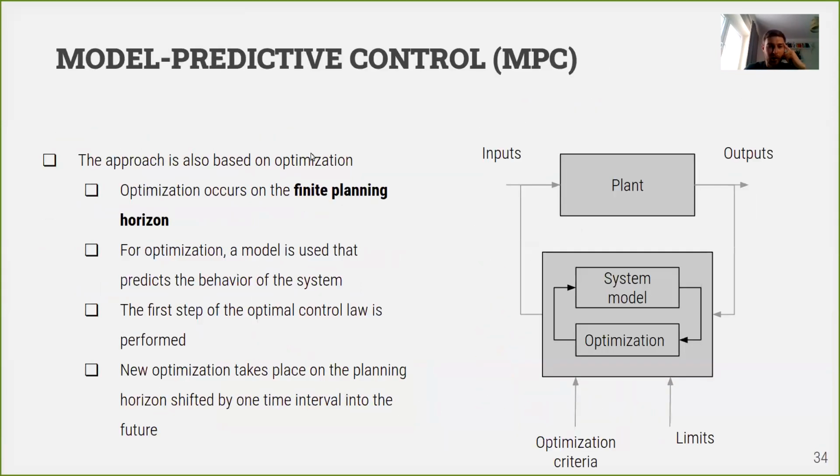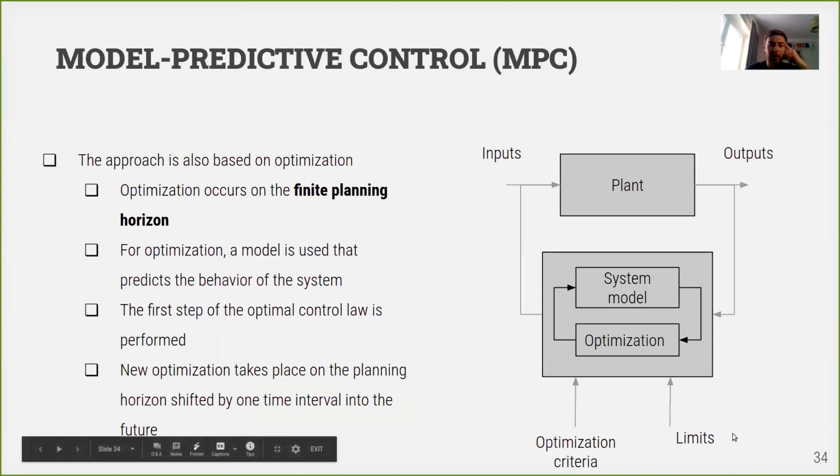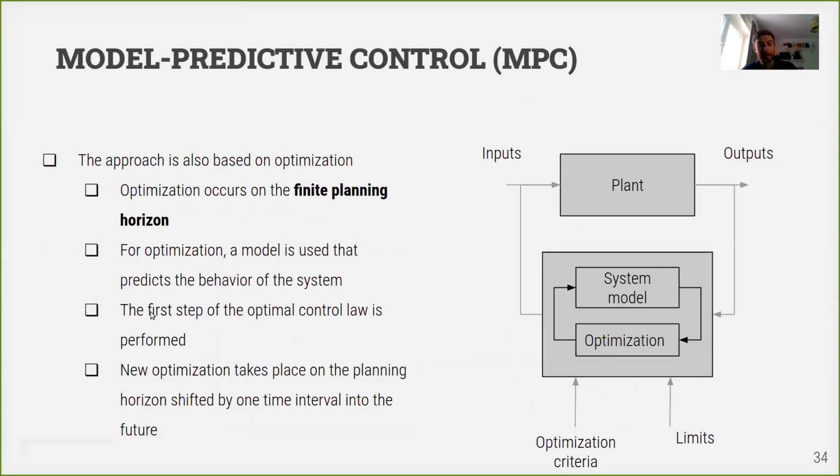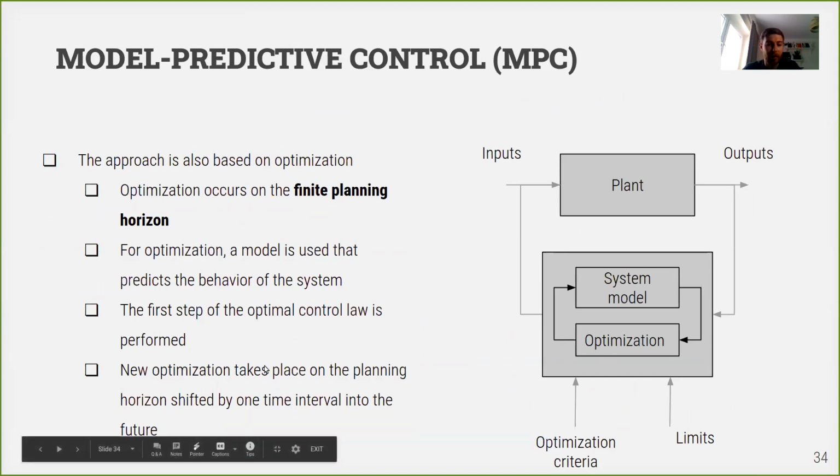And for model predictive control, we have a finite planning horizon, and that's something that allows us to take some newly appearing limits or environmental changes into account really quickly. The important thing is that by design, we re-optimize the whole thing on each step.